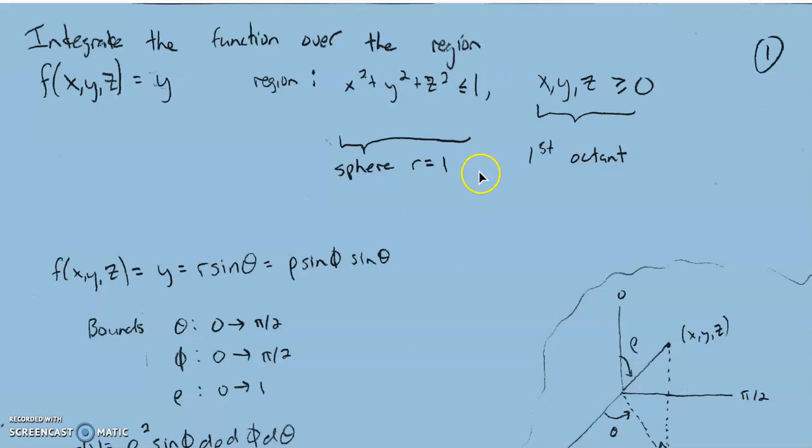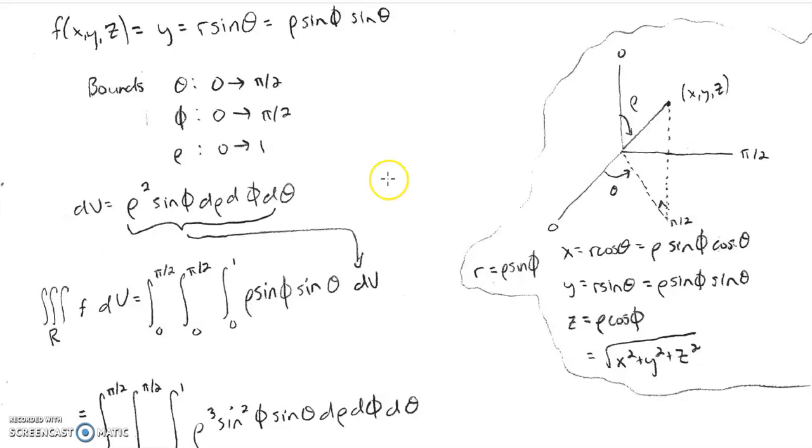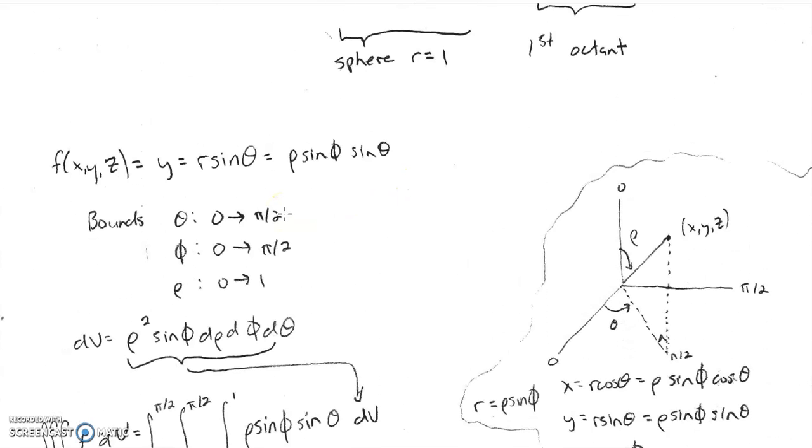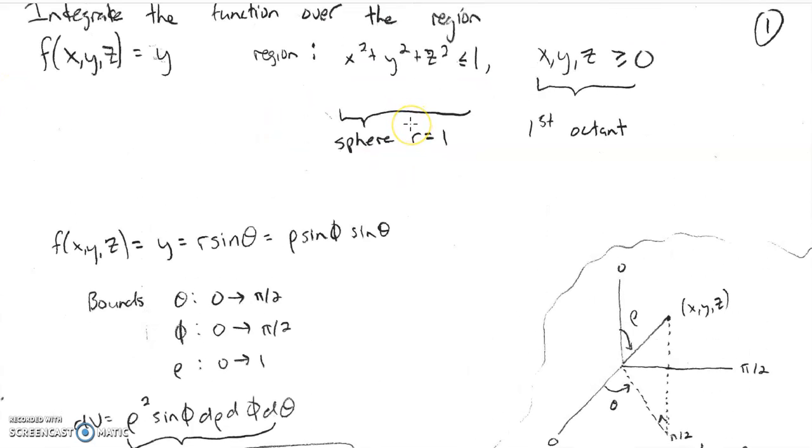I got pi over 16. Let me show you what my bounds were, and maybe that'll help you if you had trouble with the bounds. Here I'll go through what I worked out. So the unit sphere is a radius of 1. That's what tells me that rho is going to go from 0 to 1 right here in my bounds. And I'm working in the first octant, right? So I guess actually that is the 0 part. The 0 is like all of the first octant, and it ends at 1.